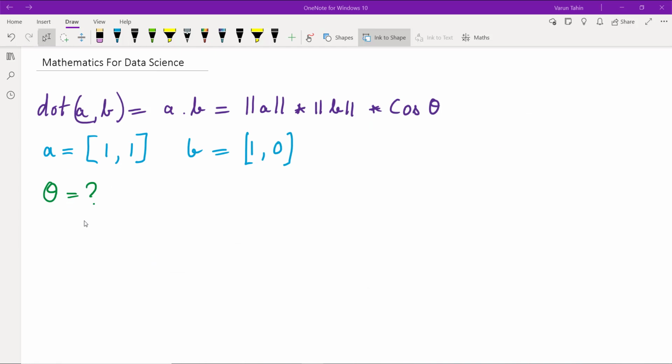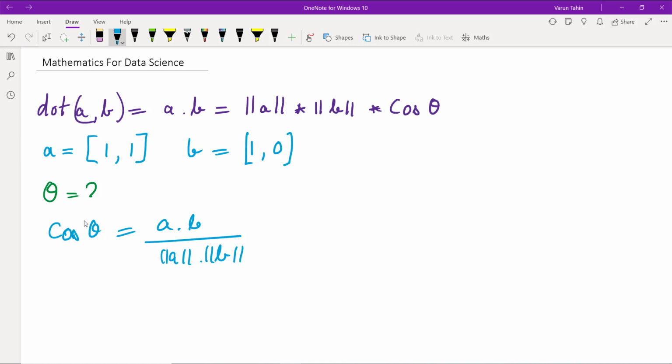So as we know, the dot product of A and B is represented by magnitude of A into magnitude of B into cos theta. Now let's say that we have two vectors, A represented by (1, 1) and B represented by (1, 0), and we have to calculate the value of theta. So how will we do that? Now we can simply say that cos theta is equal to A dot B by magnitude of A into magnitude of B. How did we come to this conclusion, guys?